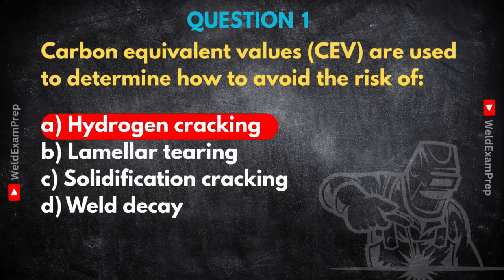That's a great point. It's not always immediately obvious. Think of CEV as a kind of hardenability score for the steel. It's a calculated value, right? It tells you how easily that particular steel will form brittle structures when it cools down after welding. The higher the CEV, essentially, the more alloying elements are in there, and the higher its hardenability. This means it's much more prone to forming very hard and, unfortunately, very brittle microstructures, like martensite, in the heat-affected zone, the HAZ, as it cools.